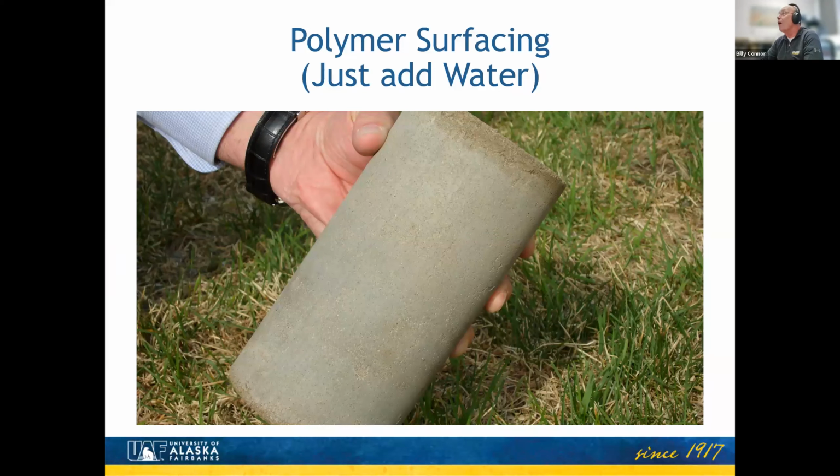Okay, let's talk about polymers. Polymers are a kind of plastic type material. It comes in two forms. It comes in an emulsion form, which already has the water in it. The one that I personally prefer is a powdered form, and you mix it in the soil, and you simply add a little bit of water, and voila, you've got a nice hard surface.